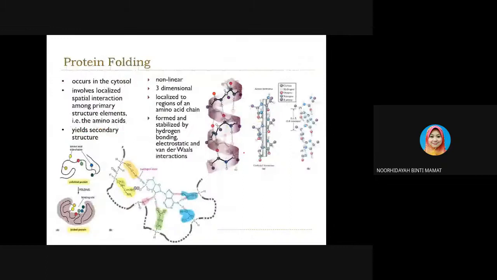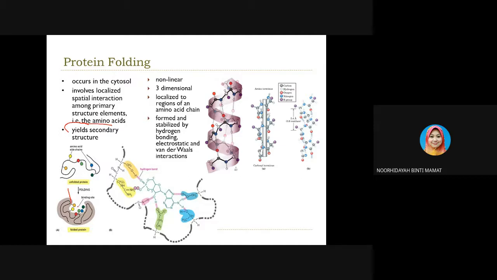Okay, so this protein folding occurs in the cytosol. It's different from the primary structure protein. It involves the localized spatial interactions among the primary structure elements, which are the amino acids, and then it will yield a secondary structure. So the amino acids will have hydrogen bonds, and they will fold together to become the folded protein.